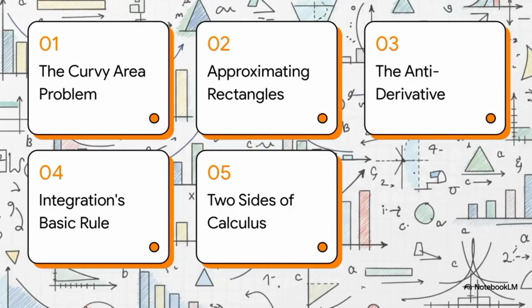Here's how we're going to break it down. We'll start with a little visual puzzle I call the curvy area problem. Then we'll check out a brilliant workaround using something simple, rectangles. After that, we'll uncover the integral's secret identity as an antiderivative, learn the shortcut for how to actually do it, and finally, bring it all together to see how these two big ideas are really the same thing. Sound good? Let's jump in.